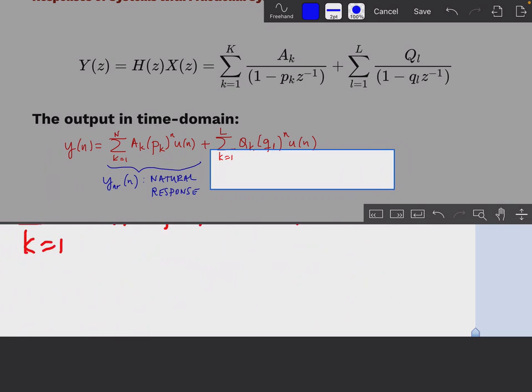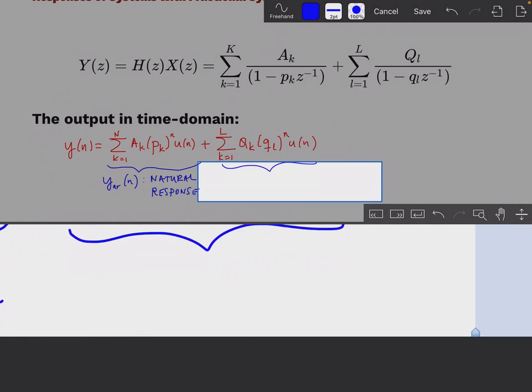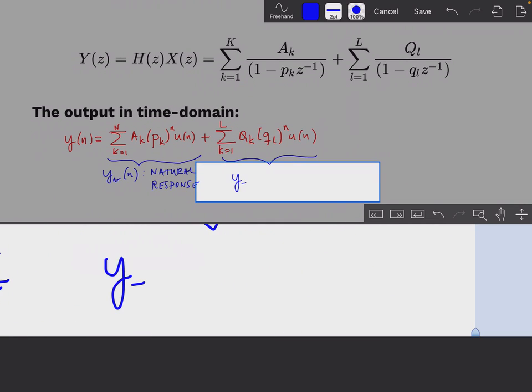And then you have the forced response. So this is the forced response. Let's call it y_FR for forced response.